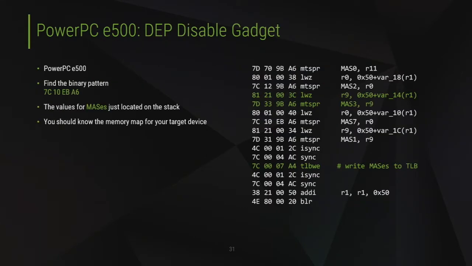Using the same binary pattern that was used to find the DEP disable gadget for the PowerPC 405, you can find a gadget that disables DEP on the PowerPC E500. It's very convenient that these gadgets allow you to load all necessary values directly from the stack without using additional gadgets.